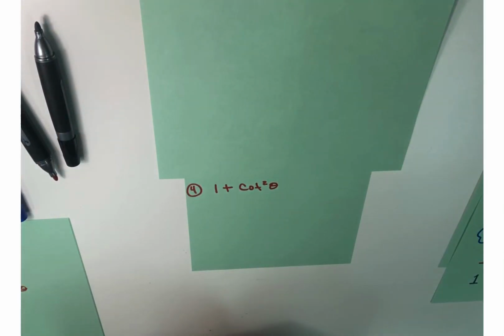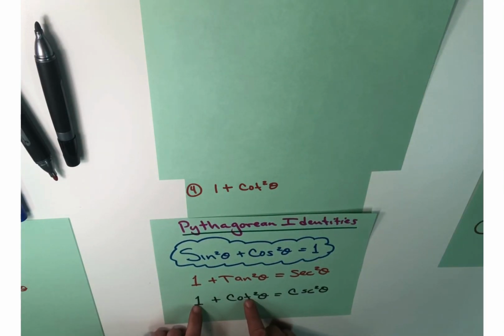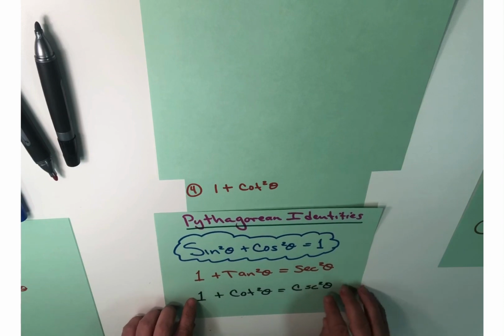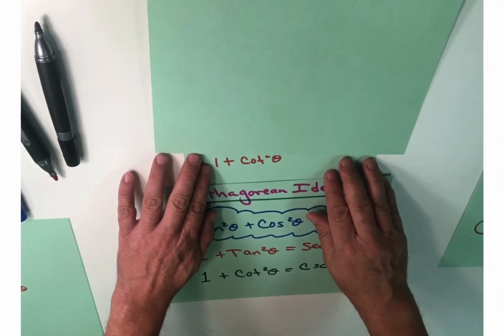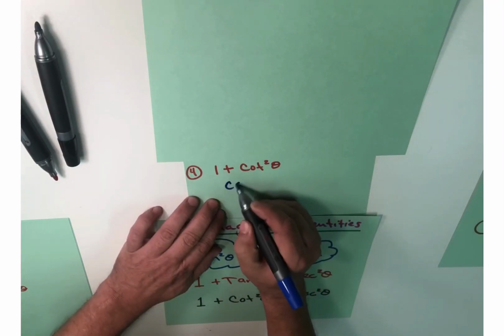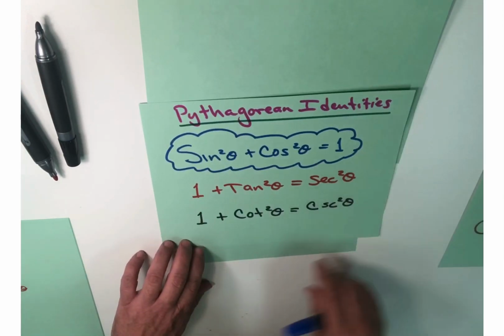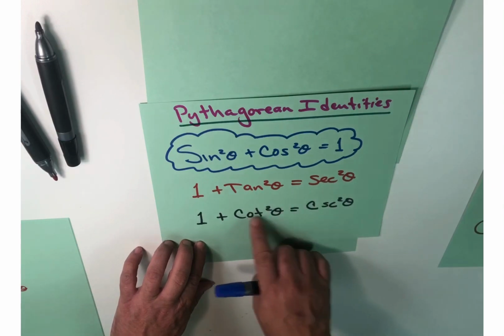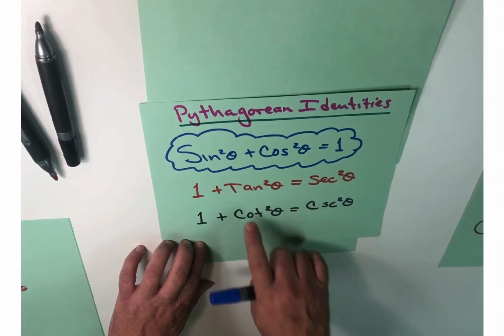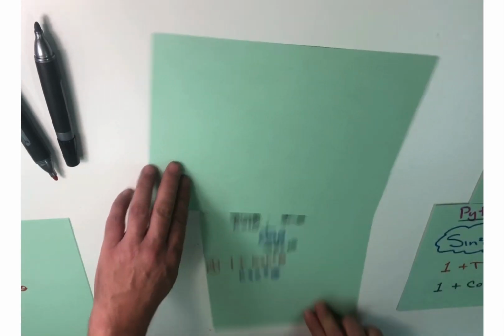Number 4. Oh my goodness, I think I recognize this. Yep, it's right here. 1 plus cotangent squared of theta. What does it equal to? Cosecant squared of theta. So all you got to do is just in one step tell me that this is cosecant squared of theta, and you are finished. One good way for you to remember, by the way, is that tangent goes with secant and cotangent goes with cosecant. So C goes with C, if you want to remember it that way. That takes care of number 4.